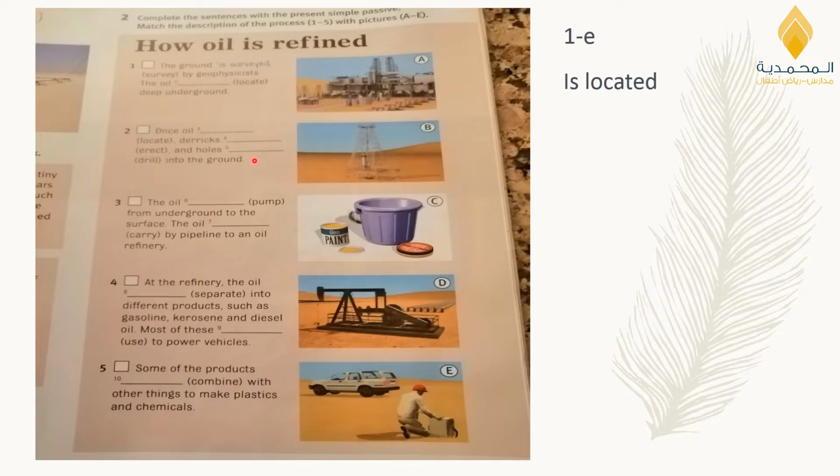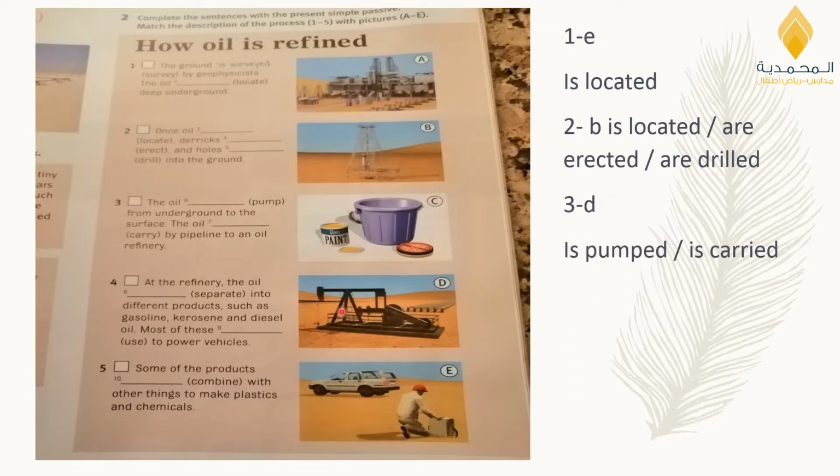What's the appropriate picture for that? Yes, it's B. Number 3. The oil. We agreed oil is uncountable, so we are going to use is. What's the verb 3 from pump? It's pumped from underground to the surface. The oil is carried, yes, by pipeline to an oil refinery. What's the appropriate picture for that? Yes, it's D.